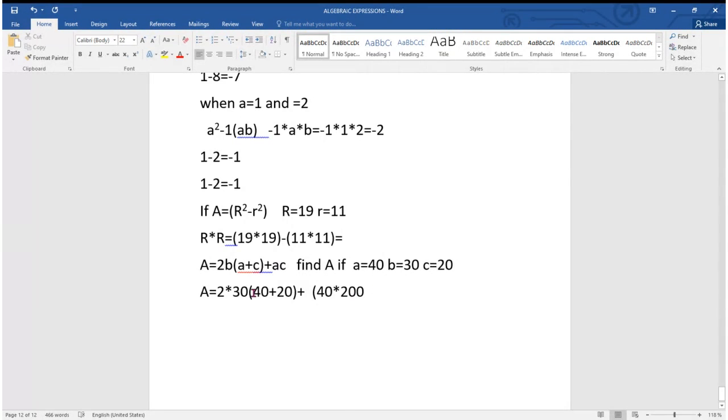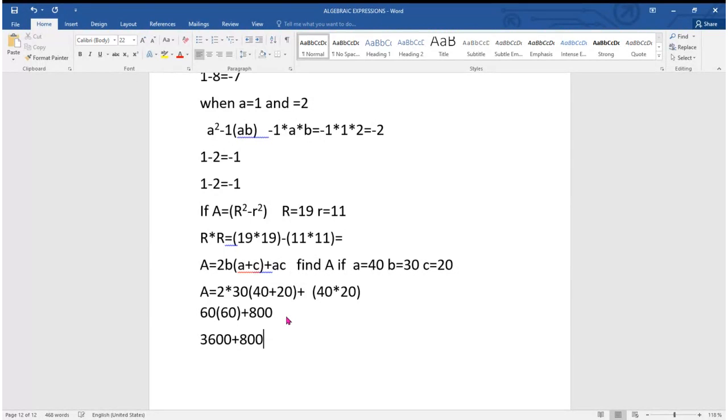So you start by saying 2 times 30 here. 2 times 30, you know, is 60. So 60 is going to multiply by whatever is inside the bracket, 40 plus 20, which I'm sure is also 60. So 60 times 60. Then after you do that, you add the answer to 40 times 20. 4 times 20, I know, is 80, so 40 times 20 is 800. So 60 times 60 is what? 60 times 60 is 3,600 plus 800.